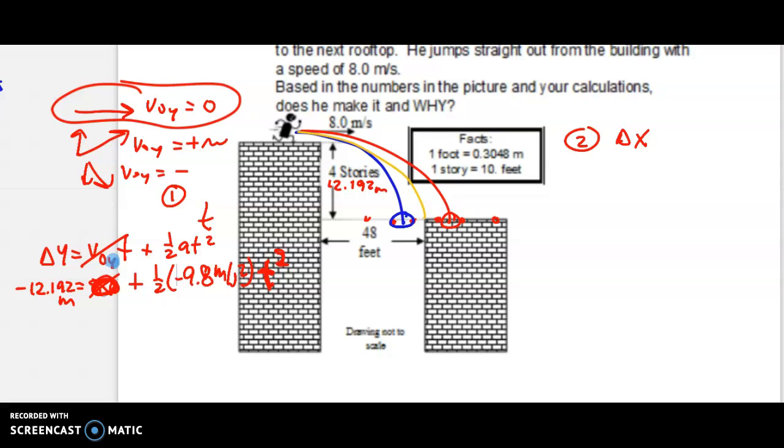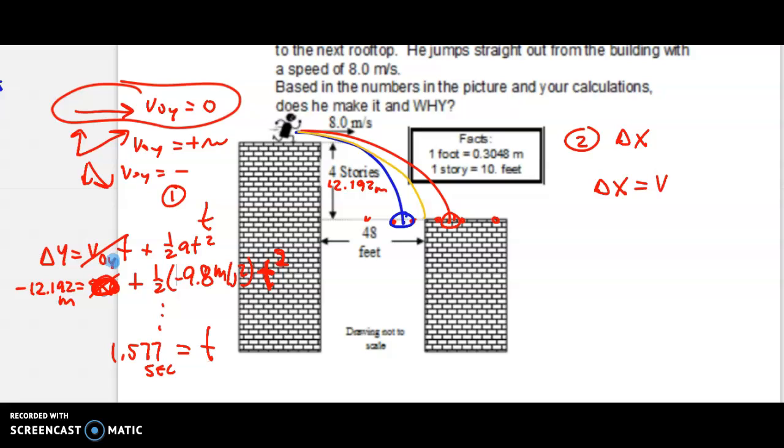You're going to divide both sides by 9.8, and then you're going to take a square root. And after you do those things, you're going to end up with 1.577 seconds. So that's the time it takes him to get down to that level. Now, most of the hard part's done. Now what I'll do is I'll say, all right, so then how far does he get?